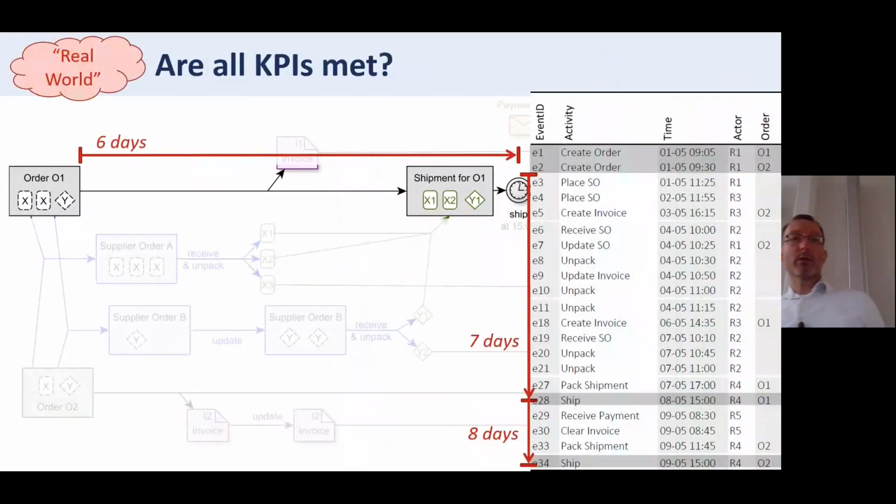So now the question is, are all the KPIs met? And I can check this on the object-centric event log by just looking at it. Order 1 is placed on 1st of May, and it's shipped on 8th of May, so that's 7 days. The other one is shipped on 9th of May, so it's 8 days. So they're violated. Now, sure, I can see that, but why are they not met? That's the big question.